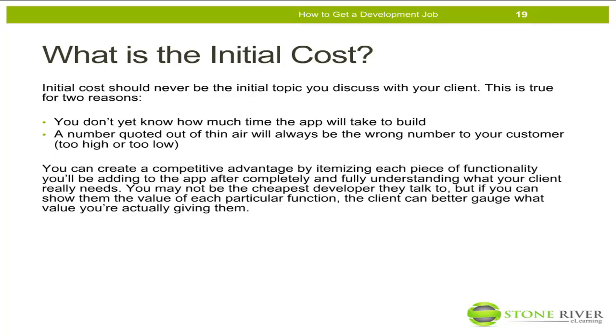You can create a competitive advantage by itemizing each piece of functionality you'll be adding to the app after completely and fully understanding what your client really needs. You may not be the cheapest developer they talk to, but if you can show them the value of each particular function, the client can better gauge what value you're actually giving them.